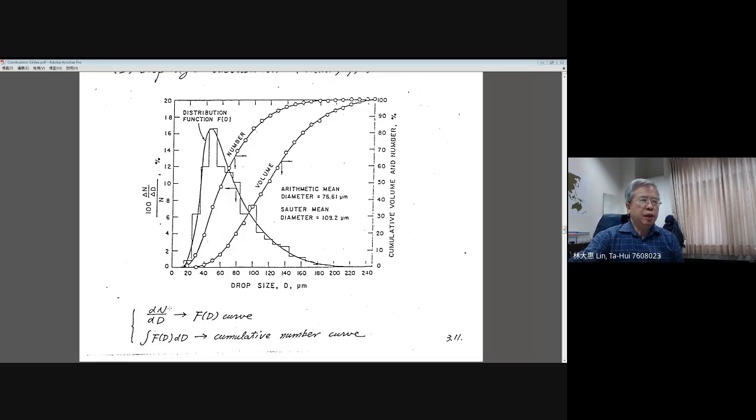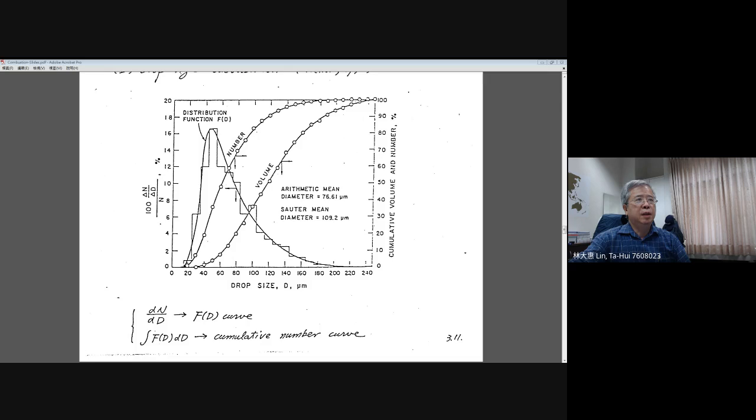You can do the integration by using f(d), the distribution function. Then you do the integration based on d, dd. This is a number distribution, representing the number of your droplets under a certain size. Then you do the integration, and it will give you the cumulative number curve, which can be plotted this way.